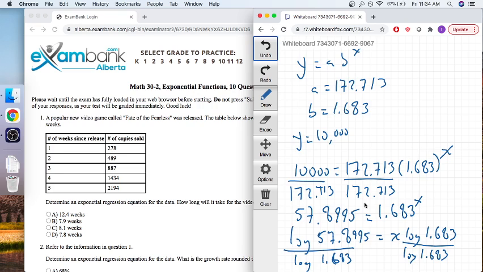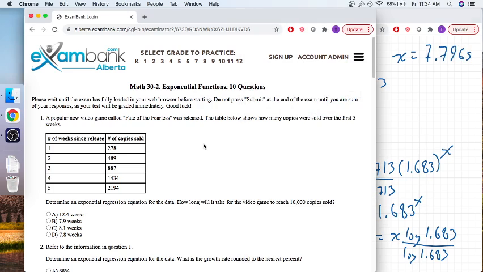So log of our answer divided by log 1.683, and our x is equal to 7.7965. Okay, and this is weeks, so it should be 7.8.